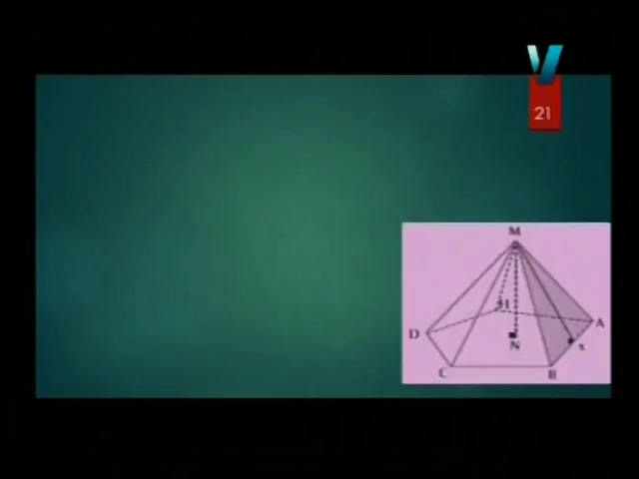We have the same pyramid here, but with a different base. A, B, C, D, H is a pentagon, so it is a pentagonal pyramid. And we have MN here, the height, and MX is the slant height.